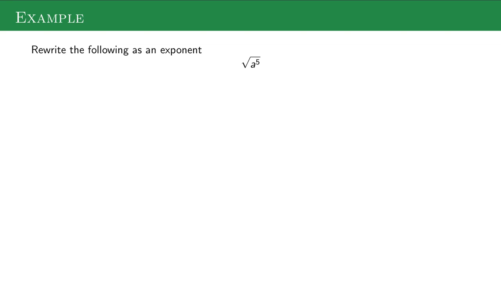So we're going to rewrite the following as an exponent. The square root is the special one where we don't put the number here, but the number is 2. So this is the same as being raised to the 1 over 2 power. And then we have our exponent rule, so we can multiply these two together. And this is the same as a to the 5 halves. So a to the 5 halves, the square root of a to the 5th are the same thing.